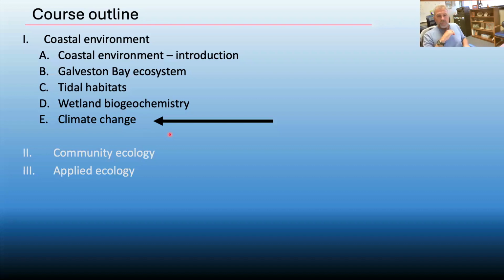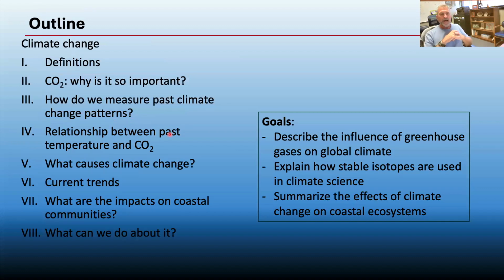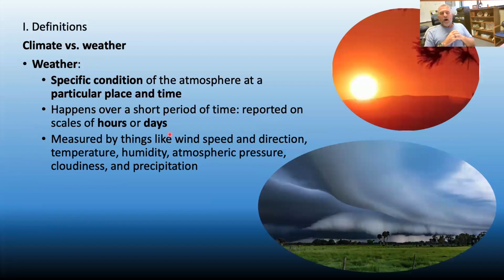By the end of this, I am looking for you to be able to describe the influence of greenhouse gases on the global climate, explain how stable isotopes are used in climate science. We're going to spend a bit of time on that today. And then summarize the effects of climate change on coastal ecosystems. So let's get started. All right.